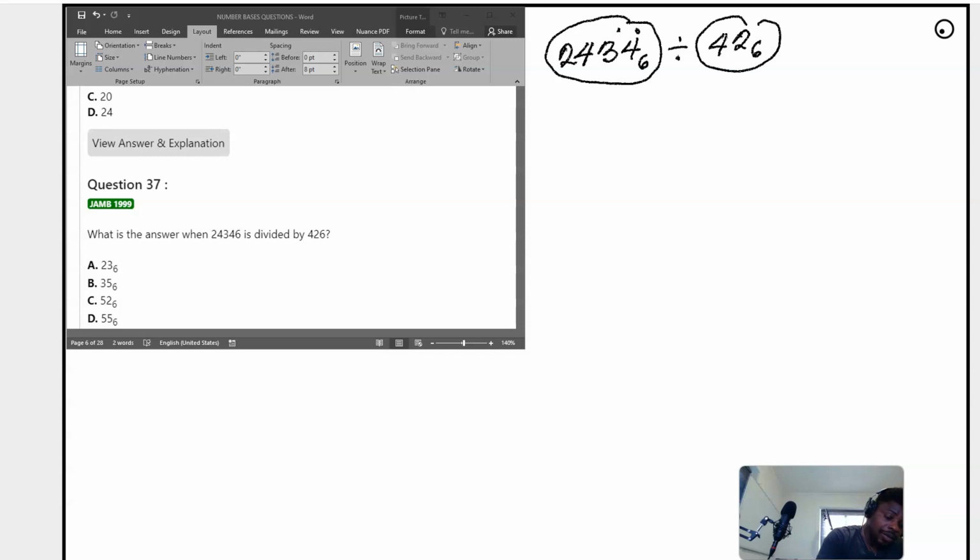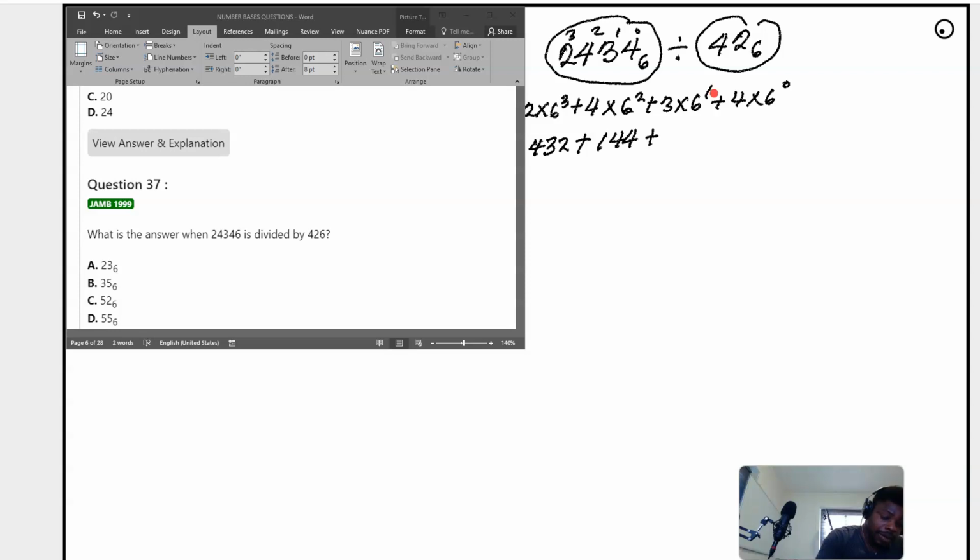So 0, 1, 2, 3. So 2 times 6 raised by 3 plus 4 times 6 raised by 2 plus 3 times 6 raised by 1 plus 4 times 6 raised by 0. Let's do that one first. So 6 raised by 3 is 216 times 2. That is 432. 6 raised by 2, that is 36. 36 times 4, that is 144.